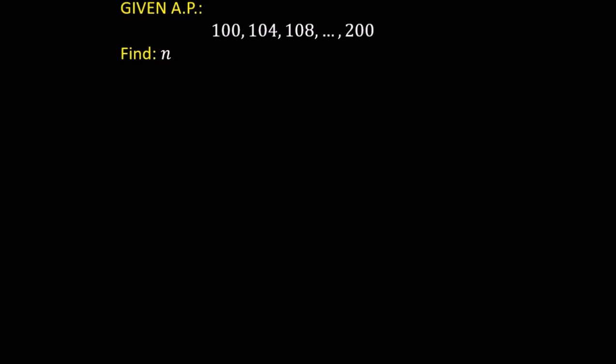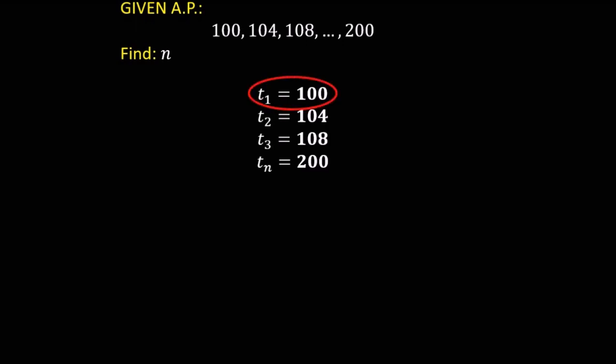So T1, the first term, is 100. So write T1 is equal to 100. Similarly, T2 we know is equal to 104, T3 is equal to 108. And the last term, or Tn, is equal to 200. This is all that we're given. From this information, we can see immediately that the first term a is T1, which is equal to 100. So we know a.